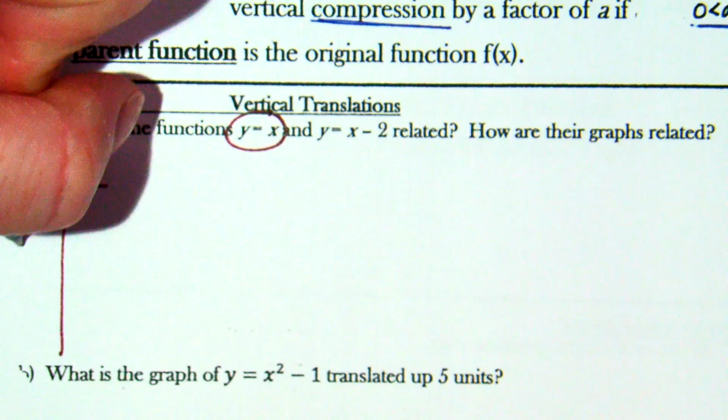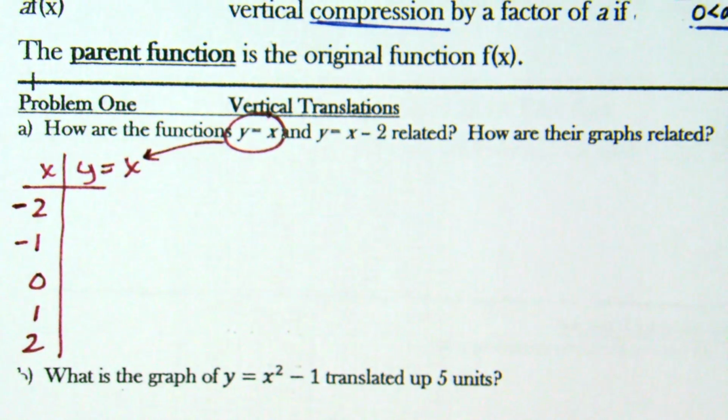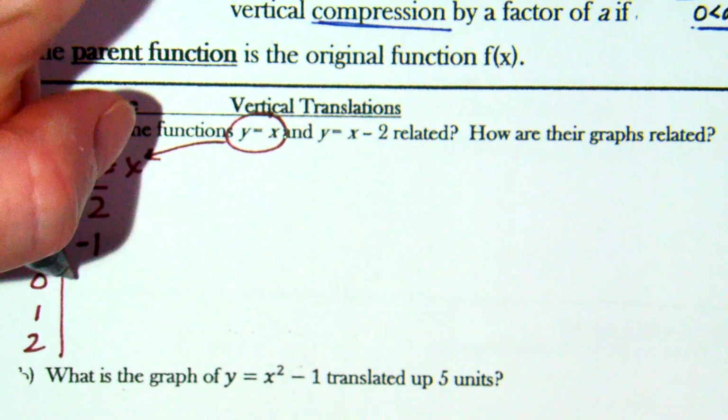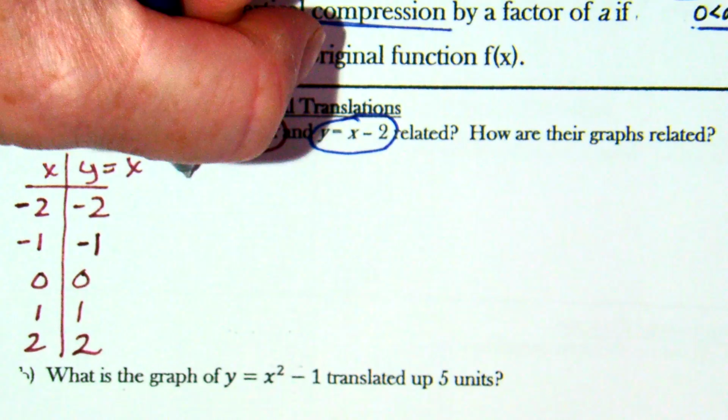And this is for my first equation, y equals x. So if we're using that equation, y equals x, if x is -2, what's y? -2. If x is -1, what's y? -1. If x is 0, 0. If x is 1, 1. If x is 2, 2. Okay. Let's do the same thing. Let's make a comparable XY chart for my other equation.